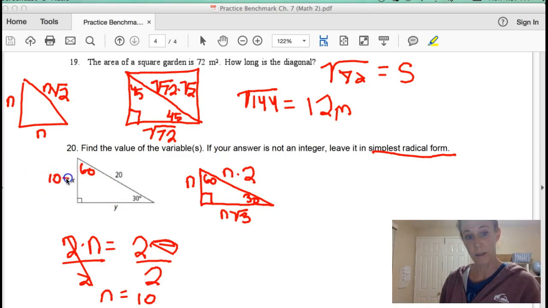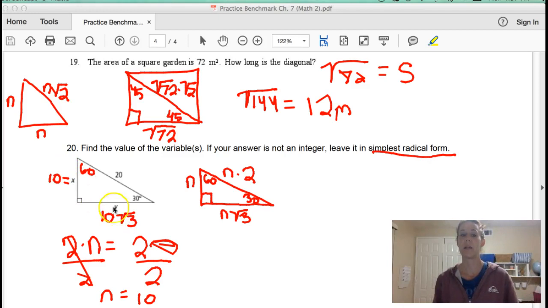X is 10. And then opposite the 60 is whatever that number is times radical 3. So if the number is 10, opposite the 60 is 10 times radical 3. Now I've just solved for y. So I have x is 10, y is 10 radical 3, and I've left it in simplest radical form, and I'm finished.